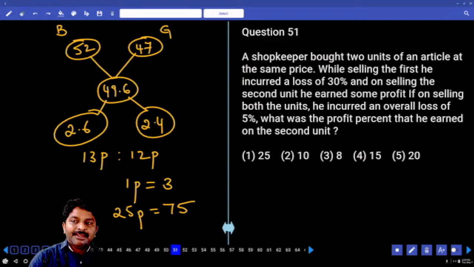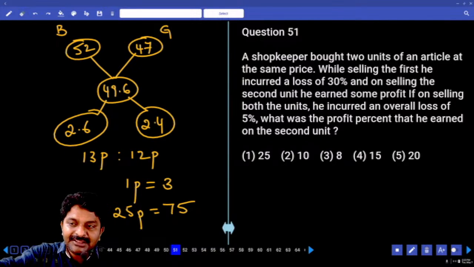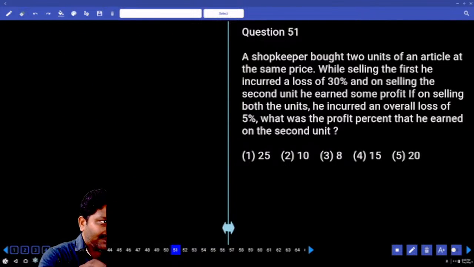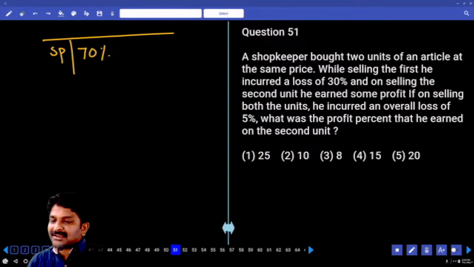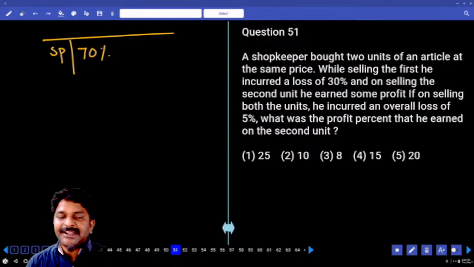A shopkeeper bought 2 units of an article at the same price. Cost prices are same. While selling the first, he incurred a loss of 30%. If you assume cost price is 100%, the selling price of the first item is 70%. On selling the second unit, he earned some profit. We don't know how much profit that is. On selling both the units, he incurred an overall loss of 5%. What is the cost price of the first item?